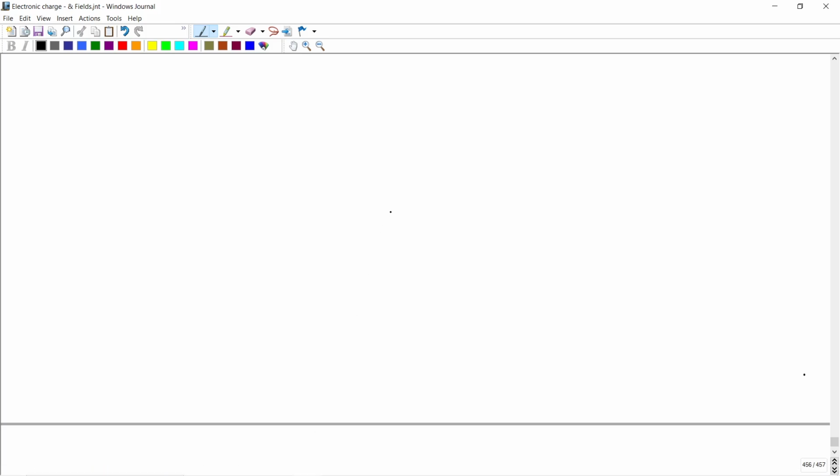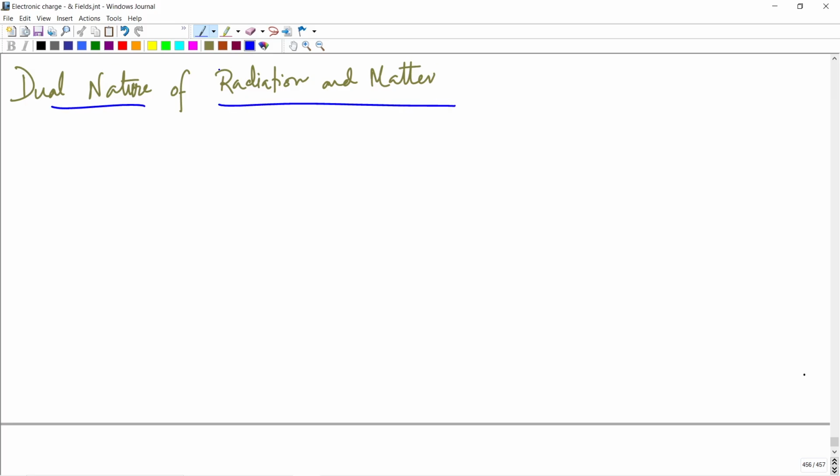So today we discuss dual nature of radiation and matter. That's a very important chapter. Dual nature of radiation and matter. Okay, that's a modern physics chapter. So that's a very easy chapter.